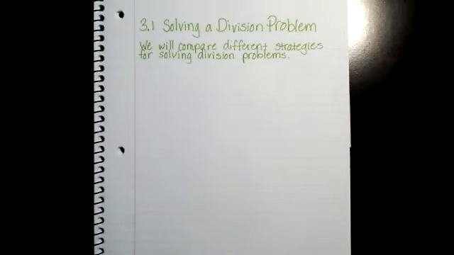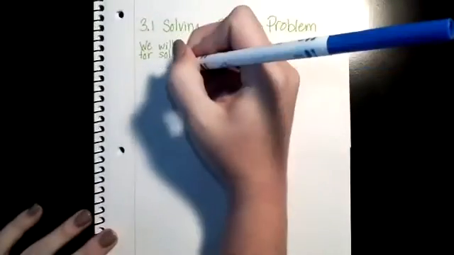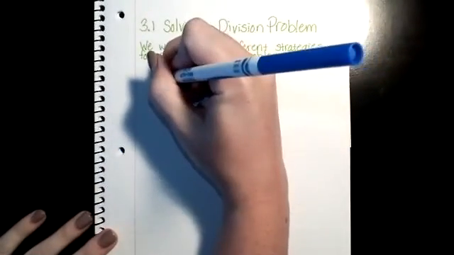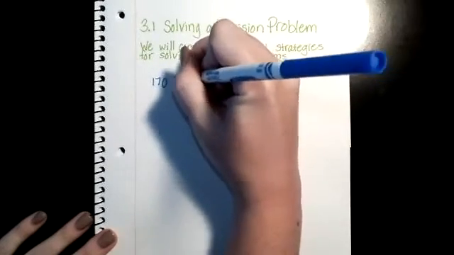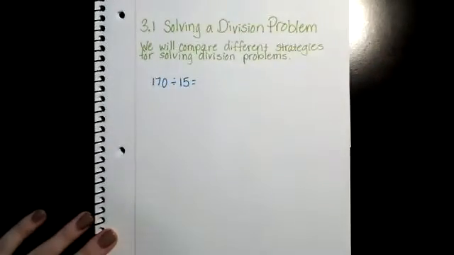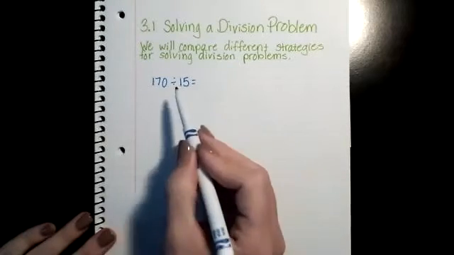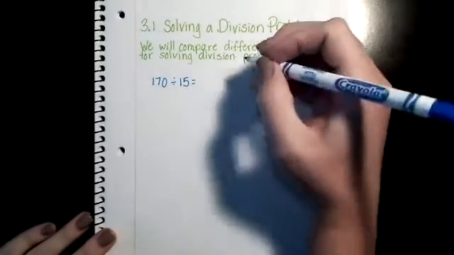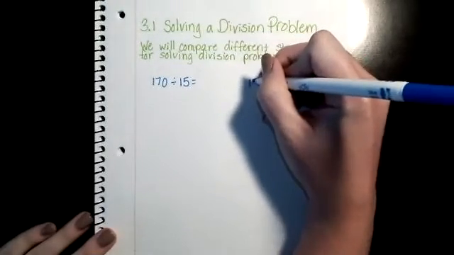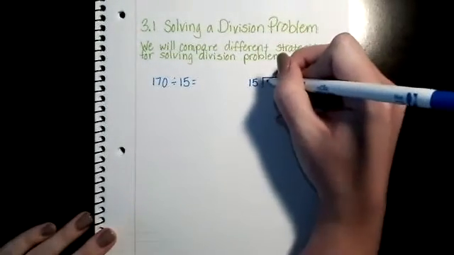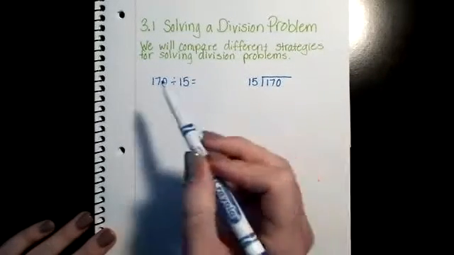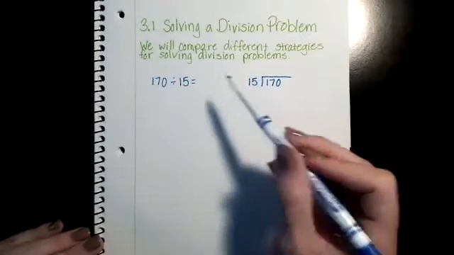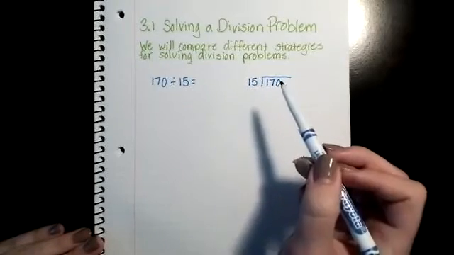Okay, so let's say I have the problem 170 divided by 15. When you were in primary grades, this is probably what you saw, or even last year, you probably saw this pretty often. You might have also seen this type of division problem. These are both division symbols. Both of these mean that we are dividing. It's just different formats of showing the same type of problem.